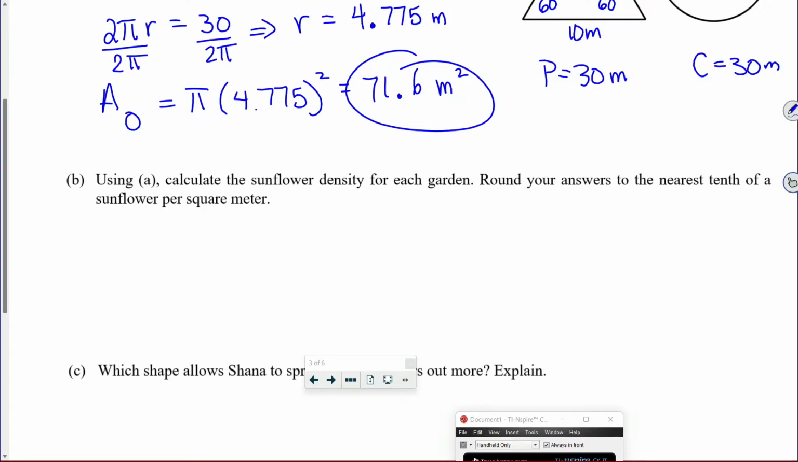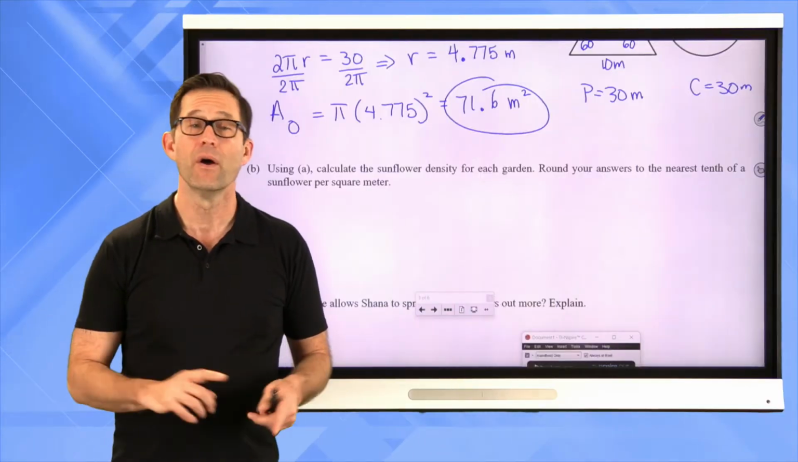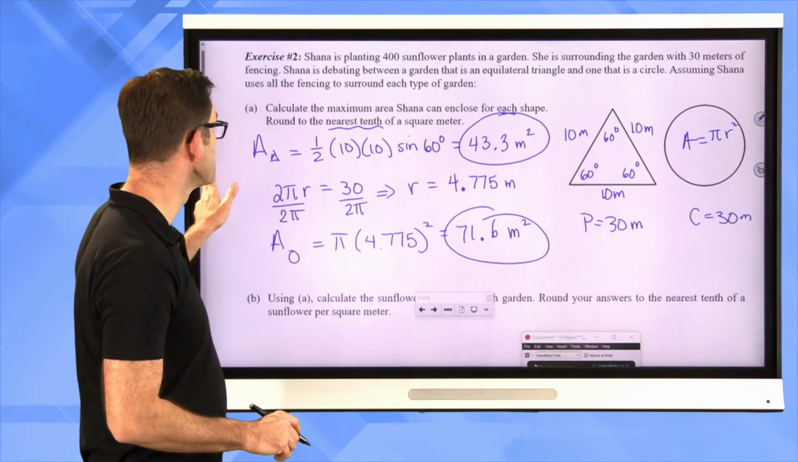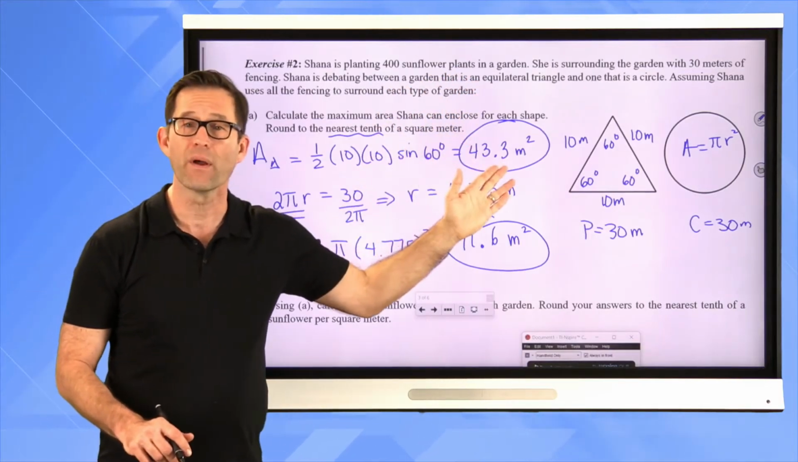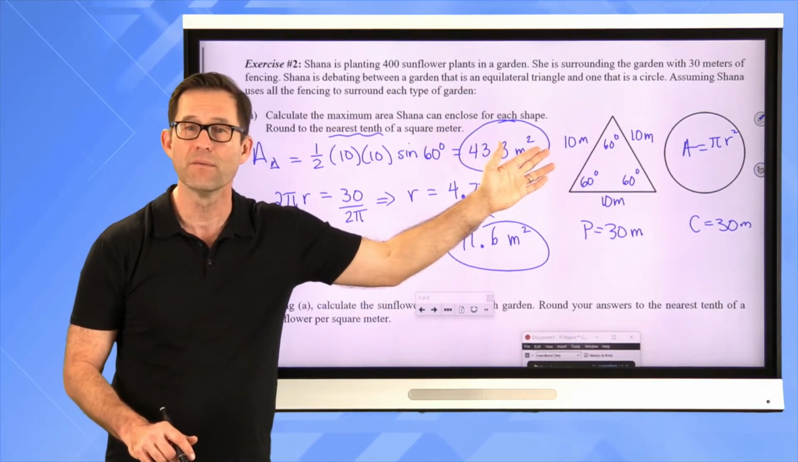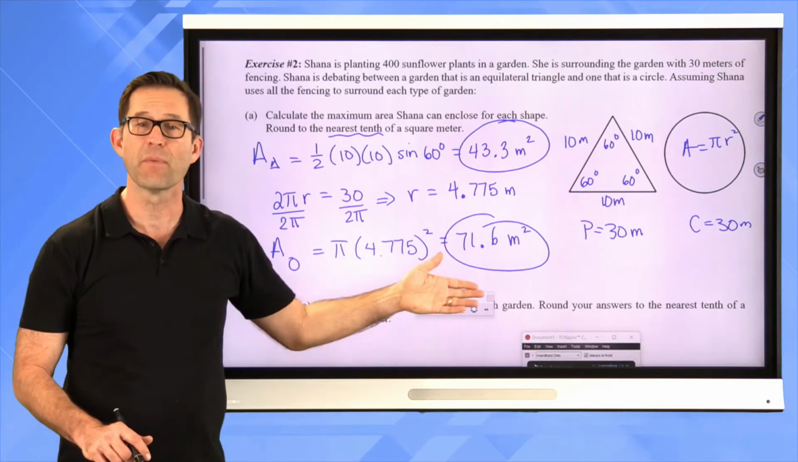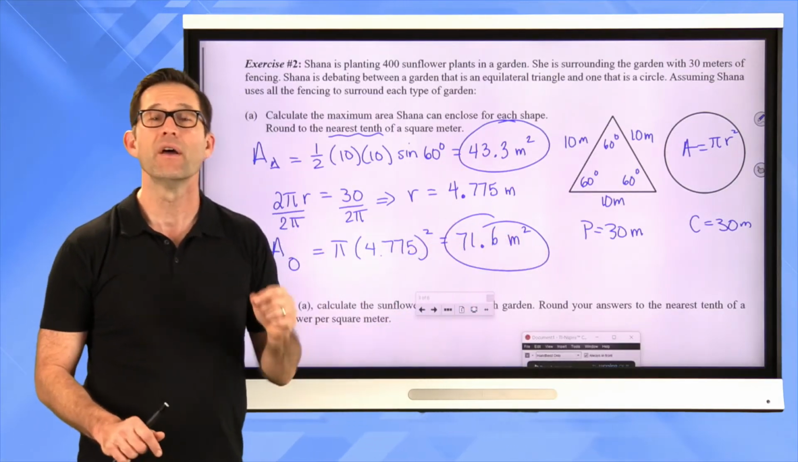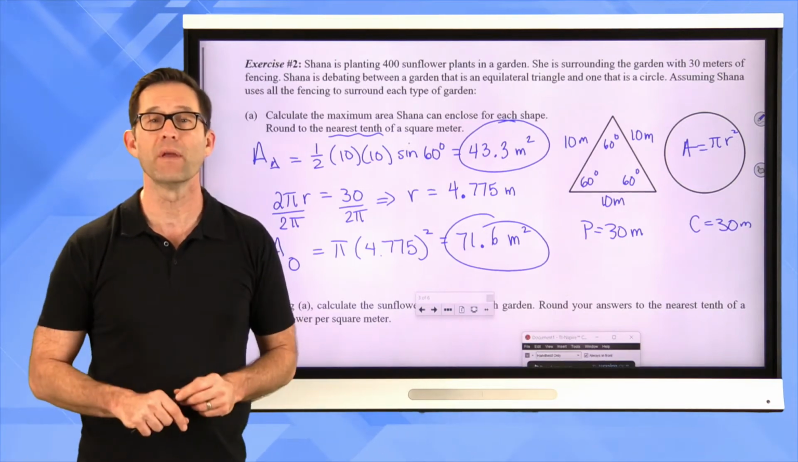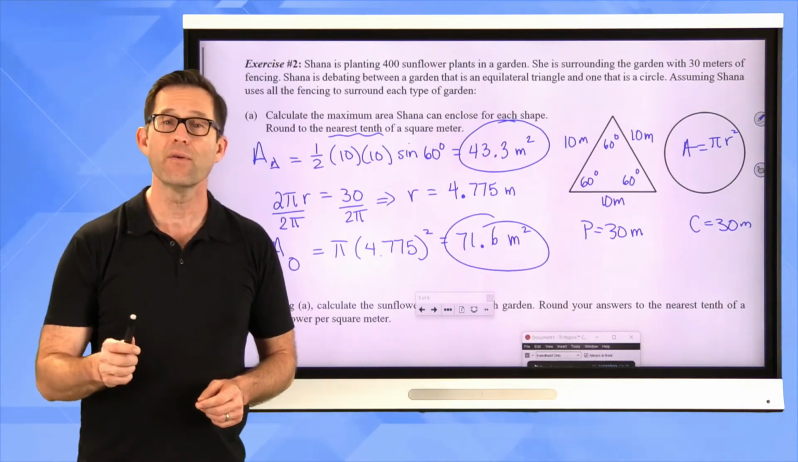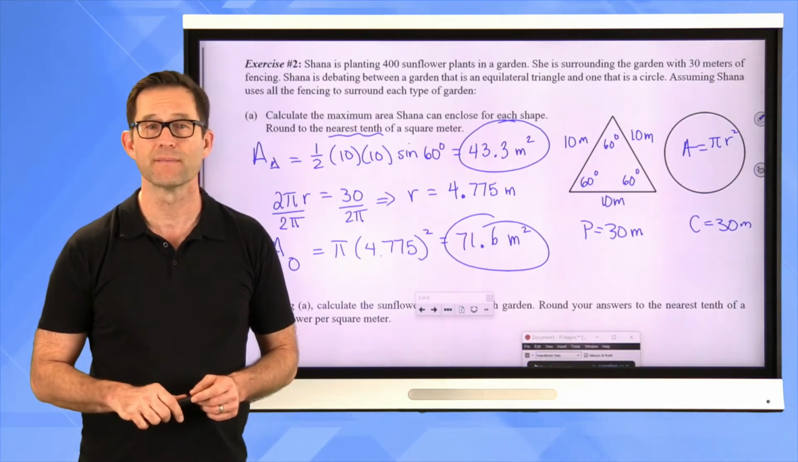Using A, calculate the sunflower density for each garden. Round your answers to the nearest tenth of a sunflower per square meter. All right, so this is simple enough. How many sunflowers did we have? I think it was 400, right? We have 400 sunflowers. We want to divide in one case by 43.3 square meters, in the other case by 71.6 square meters to find out how many sunflowers will get planted per square meter of area. Pause the video now and find both of those densities.